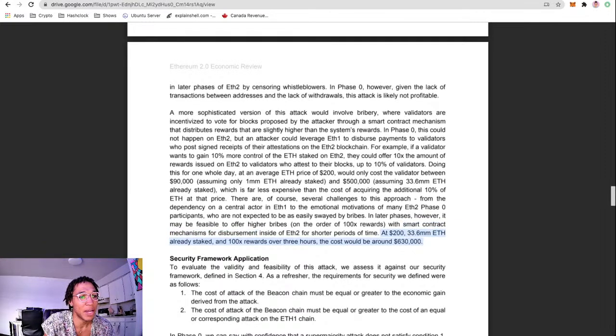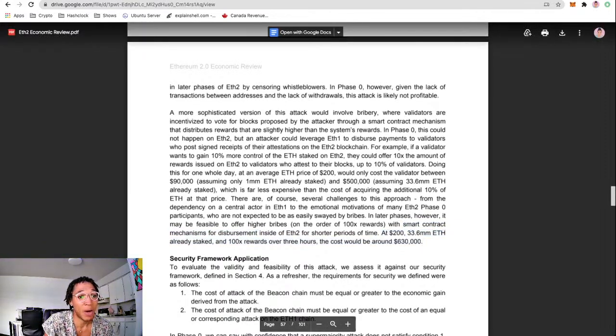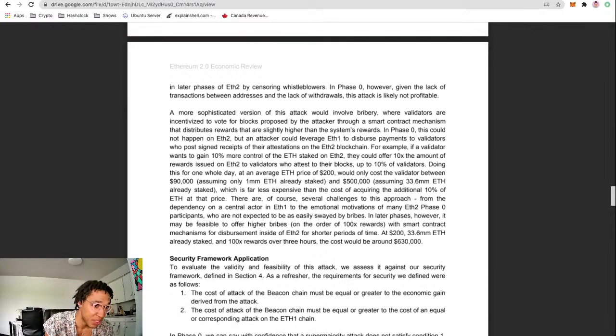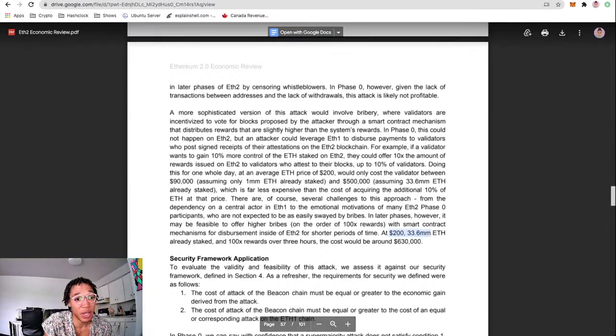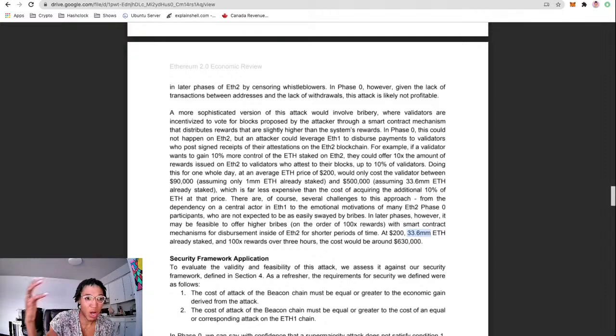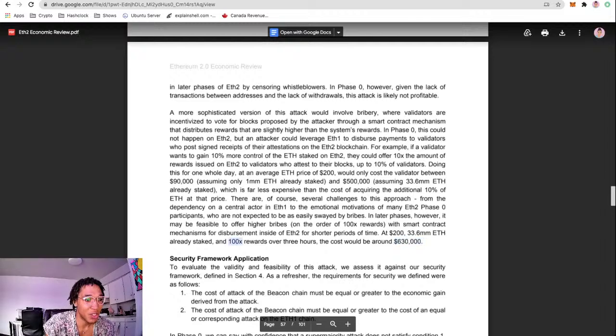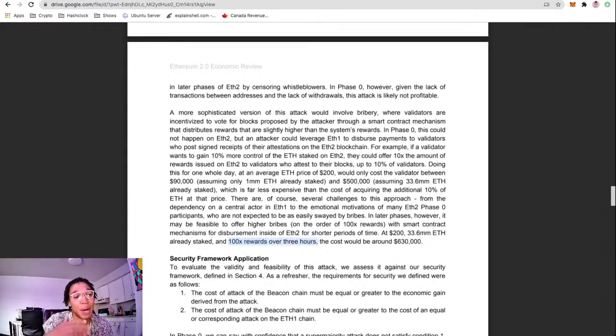So this is talking about how on ETH2, once transactions are allowed to be sent, with the network being 33 million ETH staked, so a strong, secure network with ETH at 200, which is a low price. So let's assume ETH at 400, which is where it is now. You're looking at 1.2 million, let's assume, to give 100x rewards over 3 hours. And I would assume that most capital efficient validators would be perfectly okay with getting 100x extra rewards just for 3 hours to attest to a reputable attester's stake.